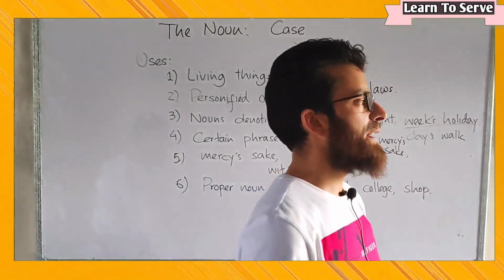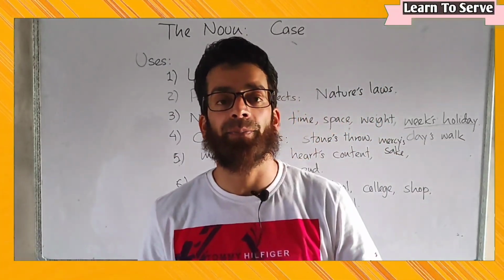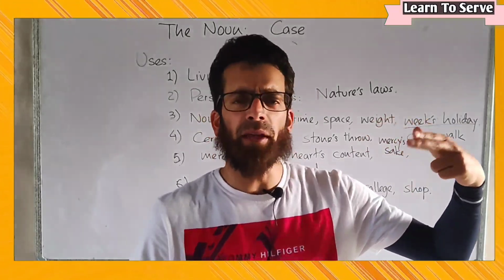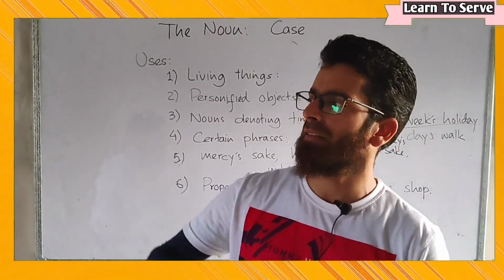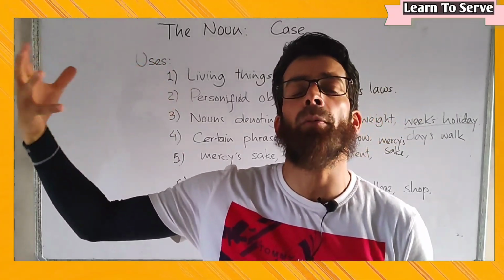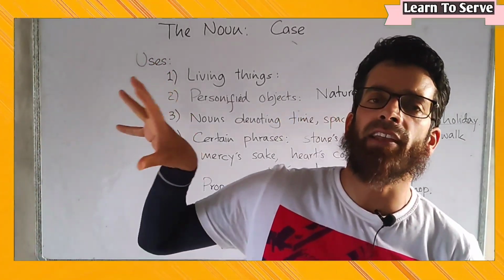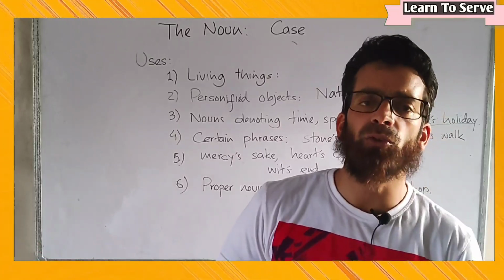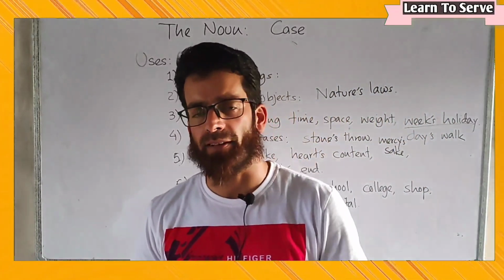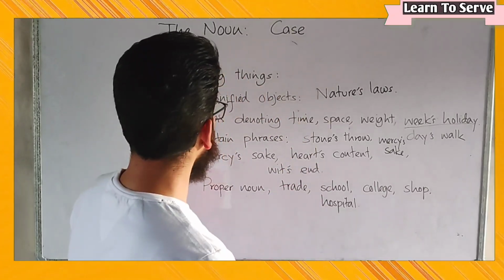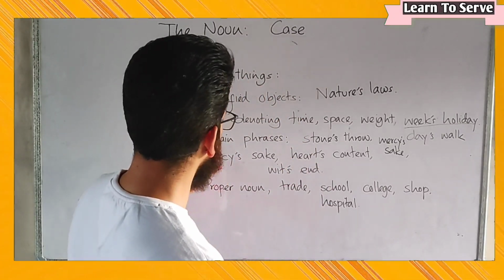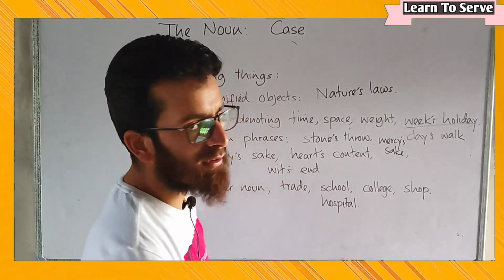Similarly, you can say I was at St. James, meaning that if it is the name of a hospital, I was at St. James Hospital. So you do not need to mention hospital. So these are some particular uses of the possessive case.